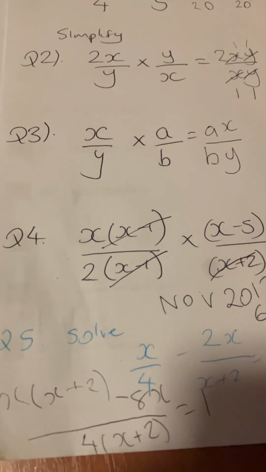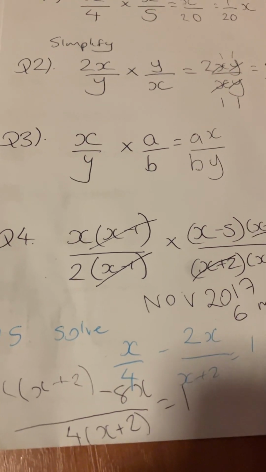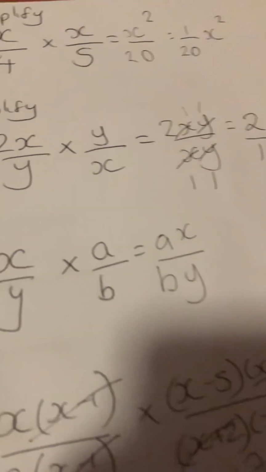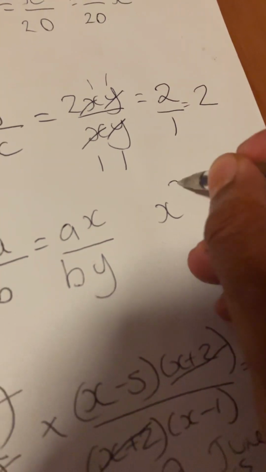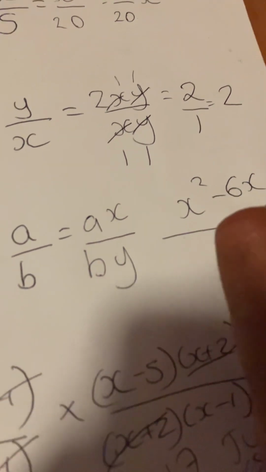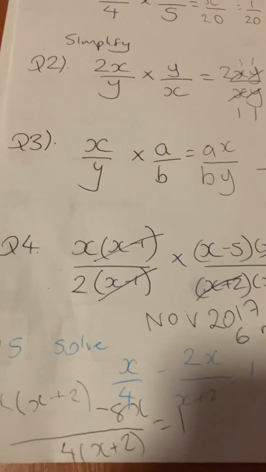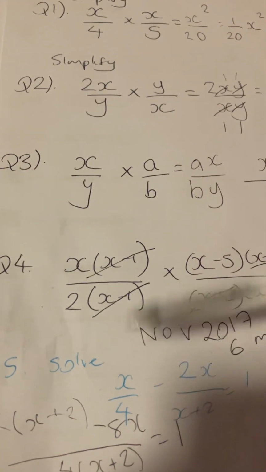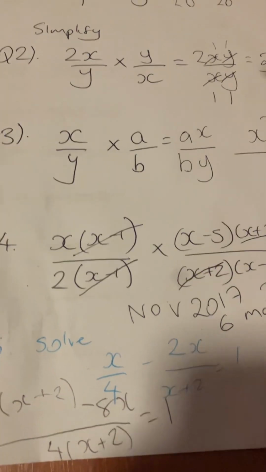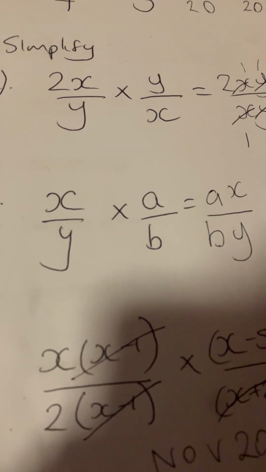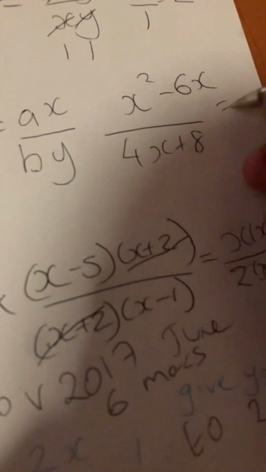Yeah, that's one numerator. So I have x squared plus 2x minus 8x. So on the top, I'm going to have x squared minus 6x, because I have 2x minus 8x, which gives me that minus 6x. On the bottom, I'm going to have 4x plus 8, and that has to equal the number 1 here.